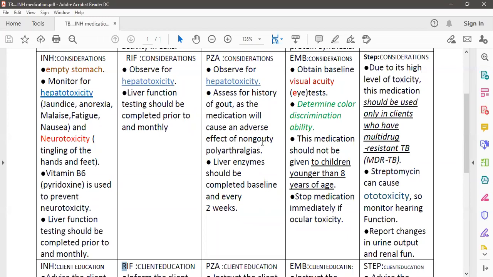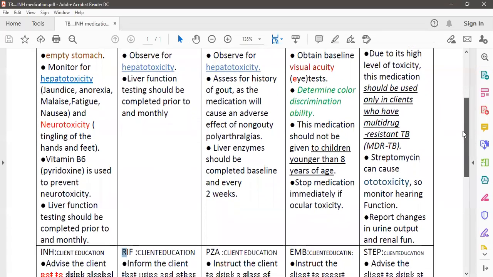In the case of gout, crystals deposit in the joint and cause inflammatory change or arthritis. But pyrazinamide increases the uric acid level, or causes hyperuricemia, and causes non-gouty polyarthritis. Liver enzymes should be completed before starting or every 2 weeks to check the liver function test.